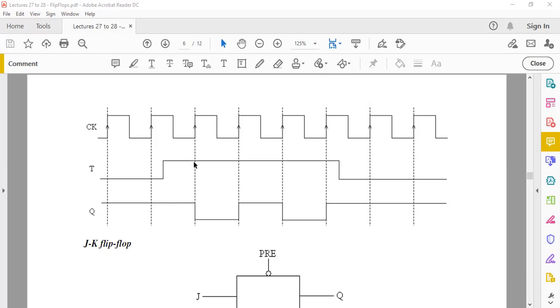But when T is high, whenever you have a rising edge, Q is going to toggle state. So you have your rising edge here, and your T is high, so it changes state from 0 to 1. And again, for the next rising edge, your T is still high, so it changes state again. For the next rising edge, your T is still high, so it changes state again. For the next rising edge, again, your T is high, so it changes state.